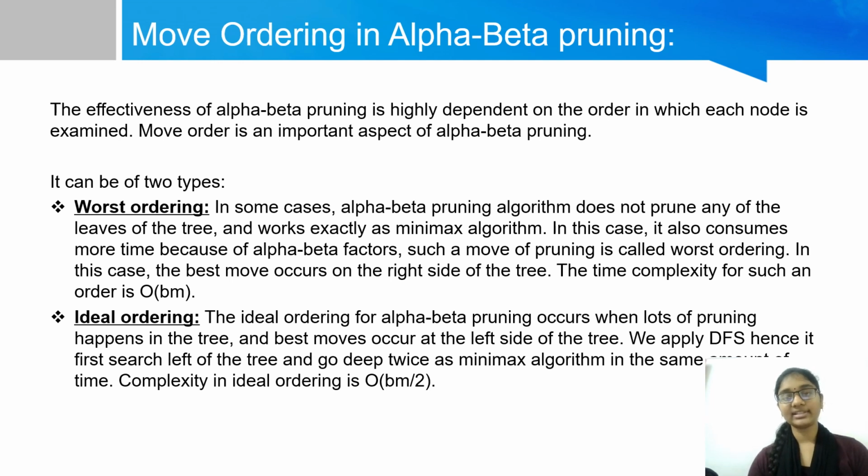The time complexity for such an order is O of b to the m. Ideal ordering. The ideal ordering for alpha beta pruning occurs when lots of pruning happens in the tree and the best moves occur on the left side of the tree. We apply DFS, hence it first searches the left of the tree and goes deep twice as much as the min-max algorithm in the same amount of time. Complexity in ideal ordering is O of b to the m by 2.